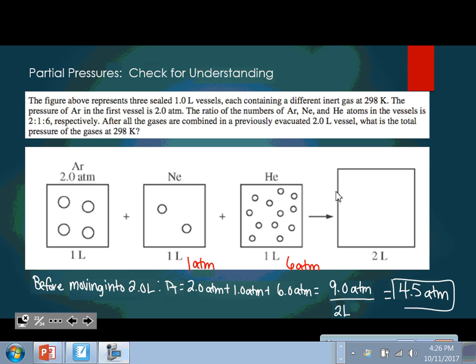And had we moved those 9 units of pressure into a 1-liter container, then my final total pressure would be 9 atms. But I'm not. I'm moving it into a 2-liter container. So my pressure is going to drop. So I'm going to take my total pressure and divide it by my total volume, and that'll give me a final total pressure of 4.5 atms. Okay?